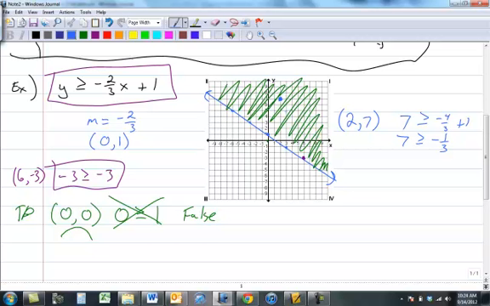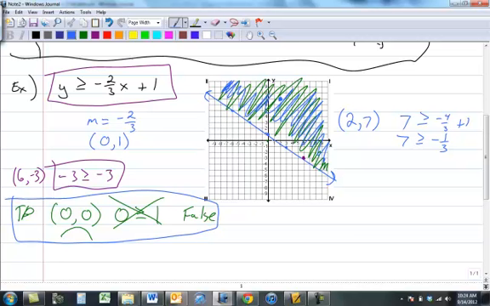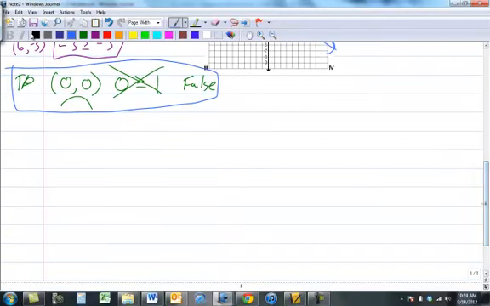It's not enough just to draw a line anymore. We have to say all the points that are true, and that's all these above the line. So again, we use the test point to see if 0, 0 was a solution. Since it wasn't, we shaded the other side. All right, let's do a second example here. Example 2.